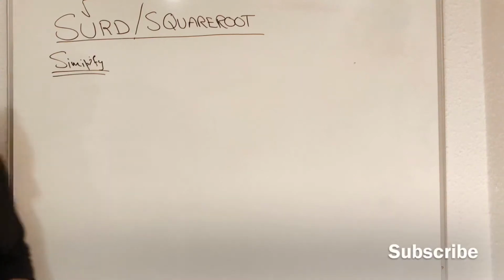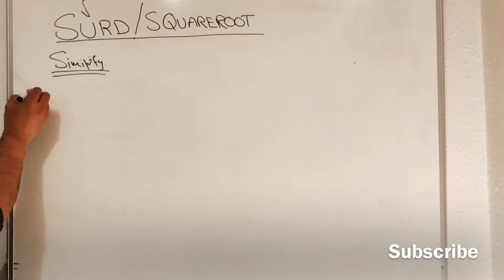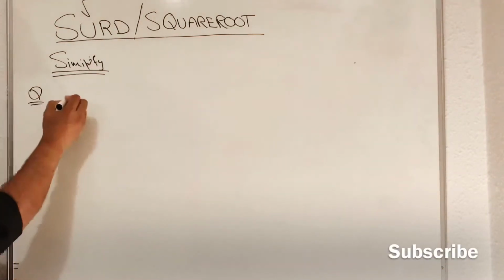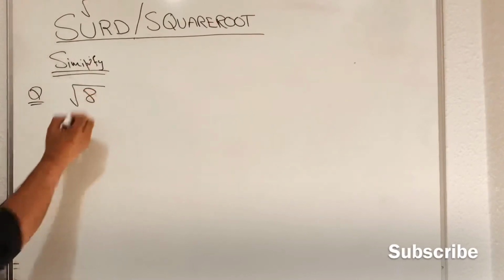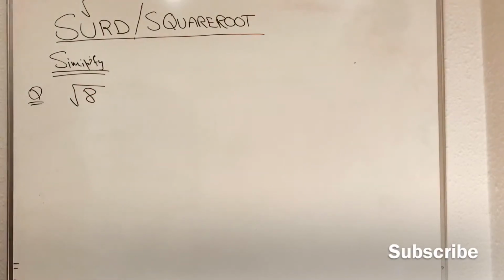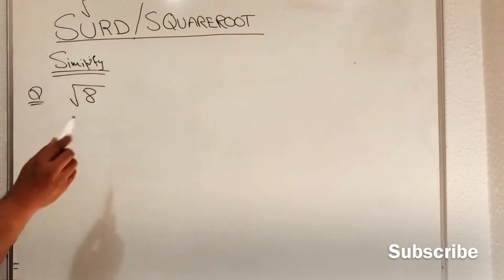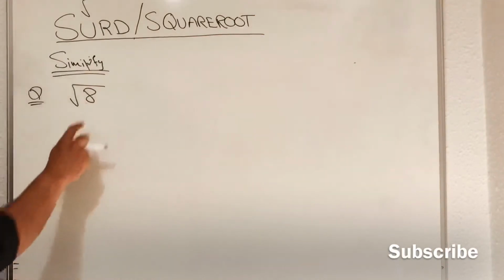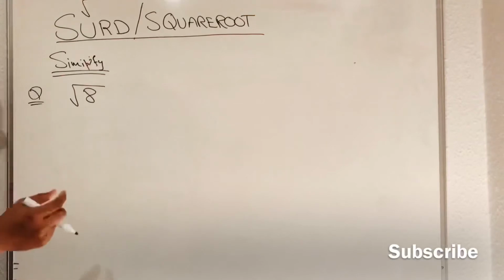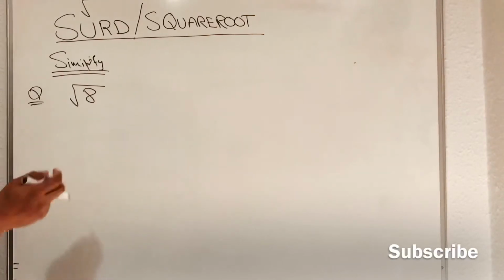The question: if I write down a question in here and simplify that. If they said square root of 8, now we have to find out or simplify that. Can you write down 8? In this topic we are using indices.